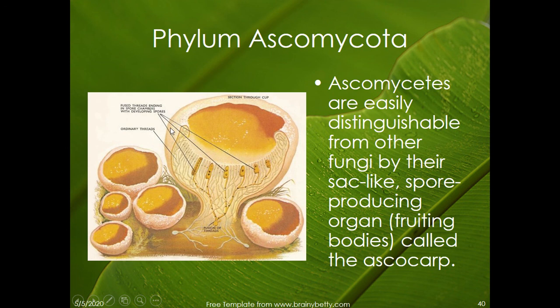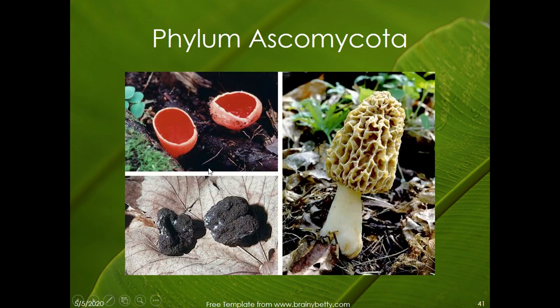As you can see here, it looks like this. It looks like a small cup. It's very cute. Okay, they can be easily distinguished from other fungi because of the shape, and they have a spore-producing organ. Here it is known as the ascocarp. Ascocarp. Okay, this is it.